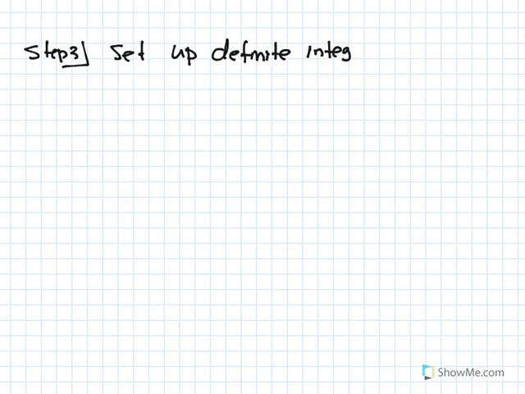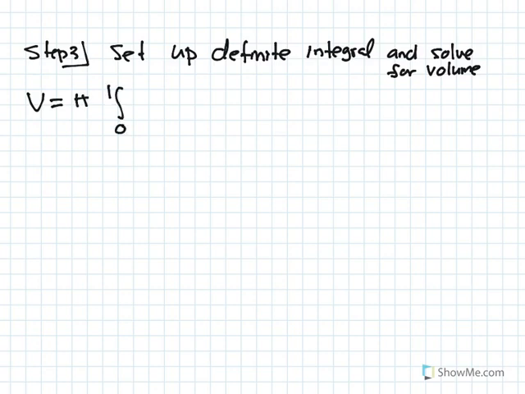So we're now going to do step 3, which is set up the definite integral and solve. Solve for the volume. All right, the volume is equal to pi times the integral from 0 to 1 of (2 minus x squared) all squared, minus (2 minus x) all squared, dx.